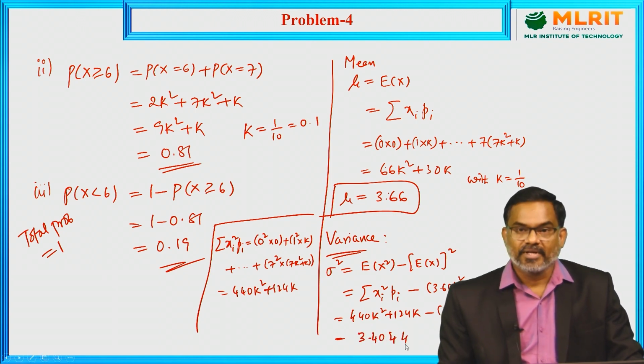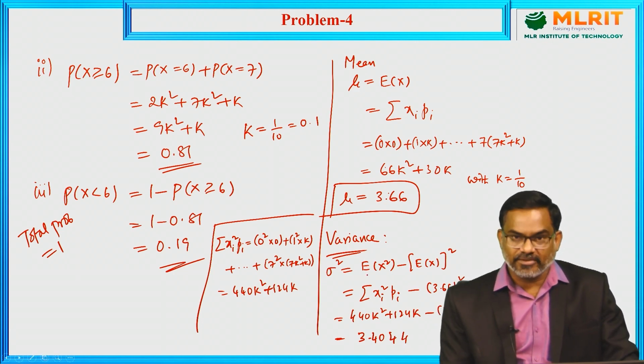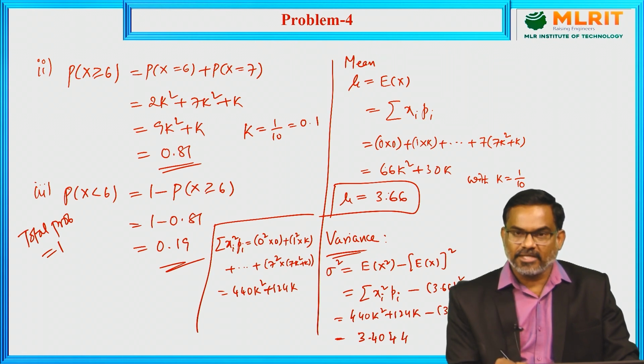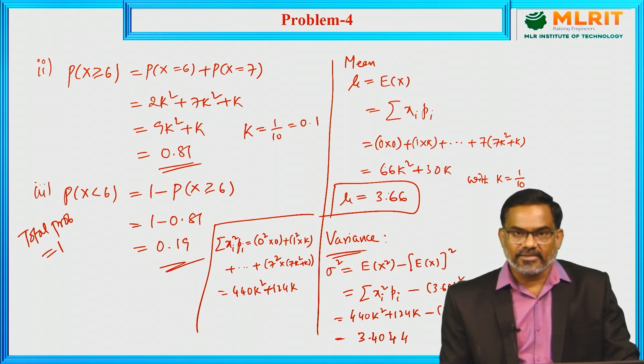3.4044. So, the variance can be calculated using the formula expectation of x square minus expectation of x whole square. Expectation of x was calculated in the previous problem, and now expectation of x square, using this sigma xi square pi, can be evaluated and hence we can find the variance.